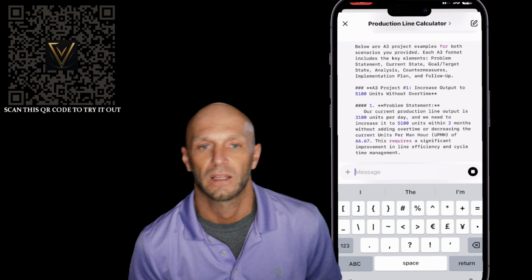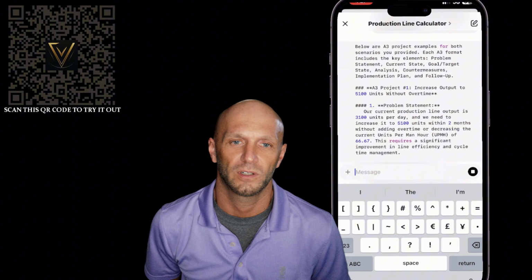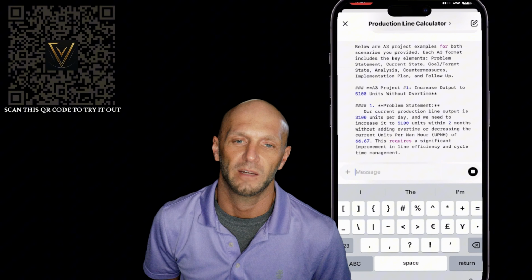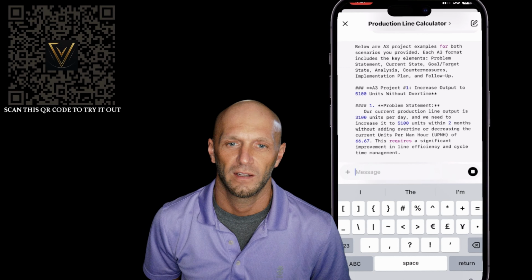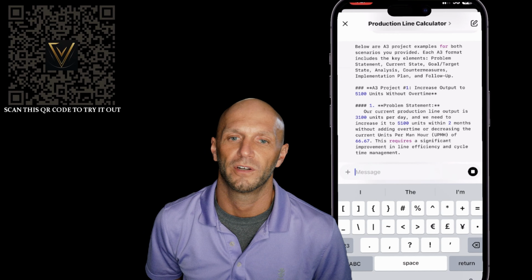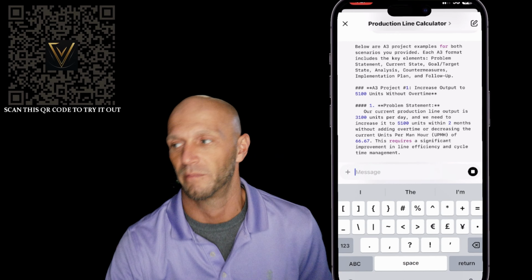Let me pause. So project number 1, increased output to 5,100 units without overtime. Problem statement, our current production line output is 3,100 units per day, and we need to increase it to 5,100 units within 2 months without adding overtime or decreasing the current units per man hour of 66.67. This requires a significant improvement in line efficiency and cycle time management.